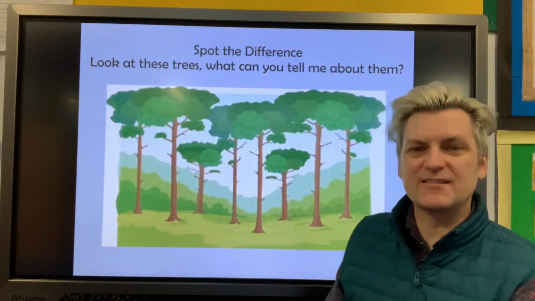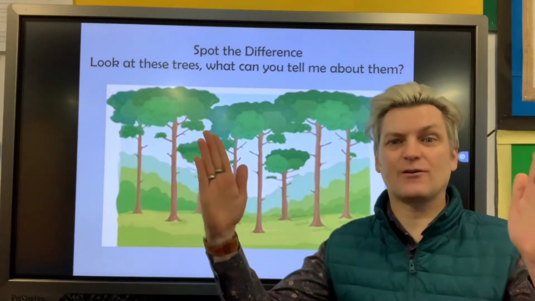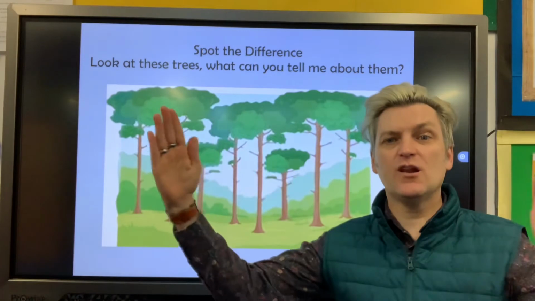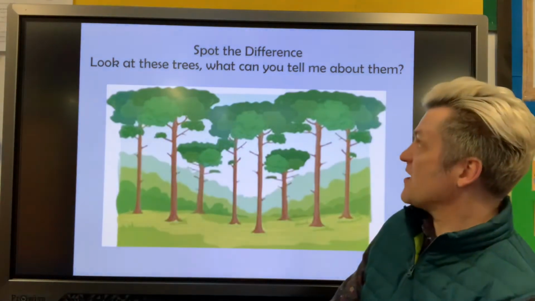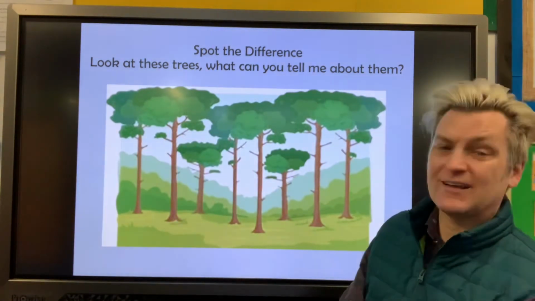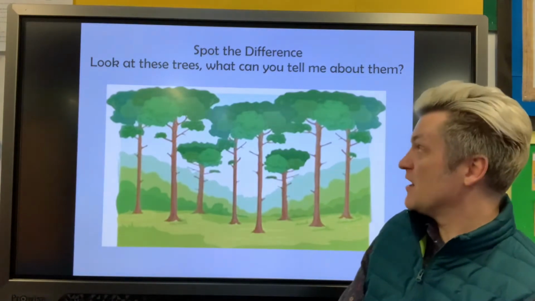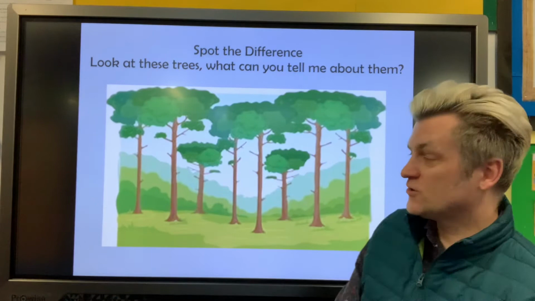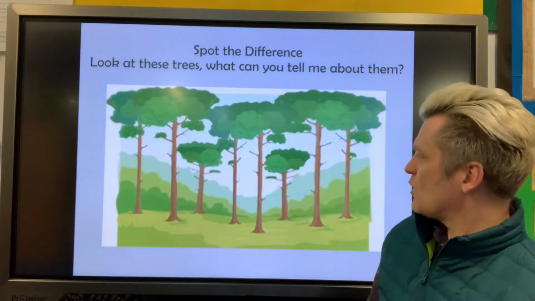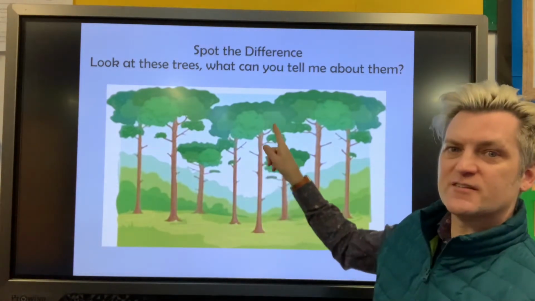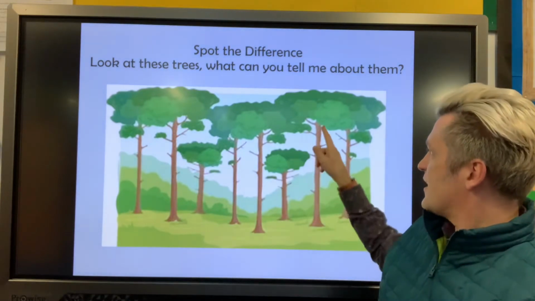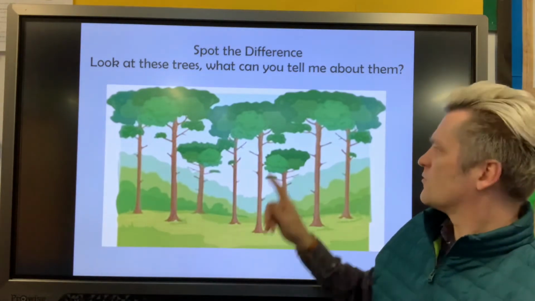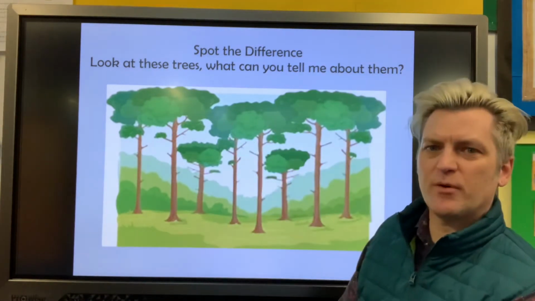Now, yesterday we were thinking about length. We were thinking about short and long, weren't we? But today we're going to be thinking, well, I'll let you have a think what it might be. Look at these trees. What can you tell me about them? What do you notice? We've got some very, very straight trees there, haven't we? We've got lots of green leaves at the top.